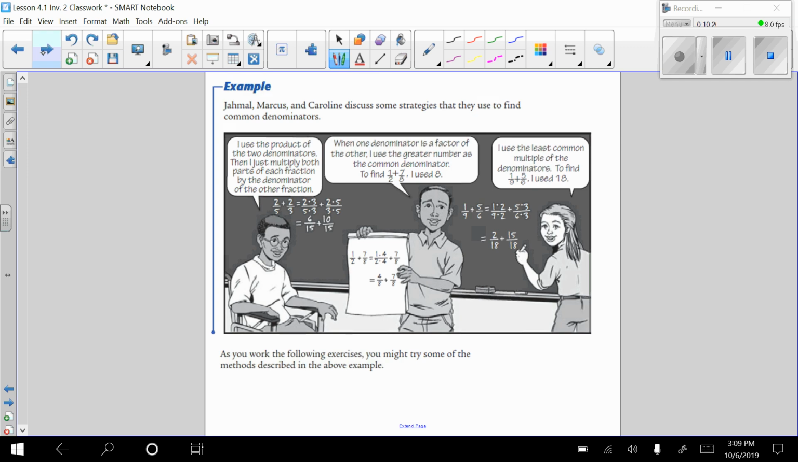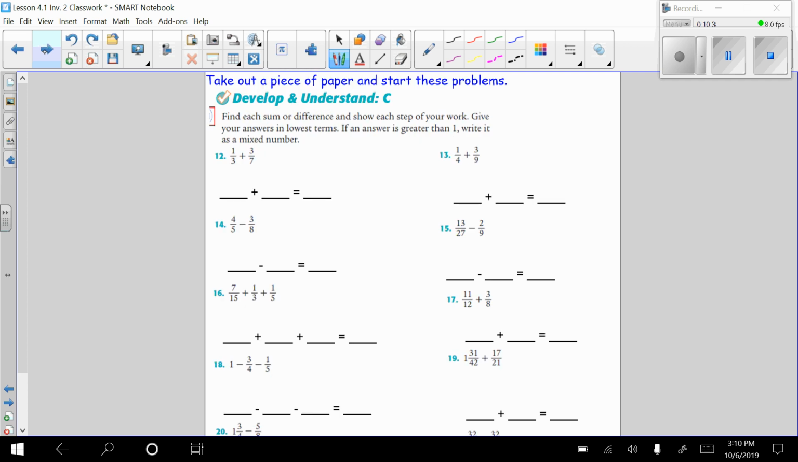Here's just a little cartoon of some kids that have done it in different ways, finding a common denominator. There is more than one way to find a common denominator. You need to use the best method for you, whether it's multiplying the denominators together, finding the LCM, or just using your multiplication chart. Here are some more examples for you to try.